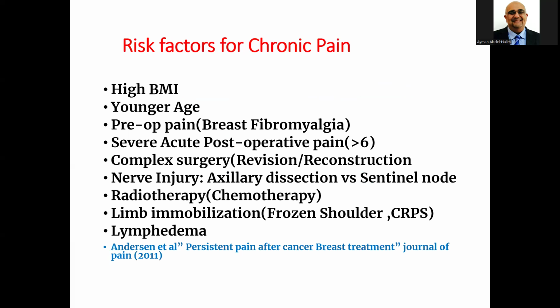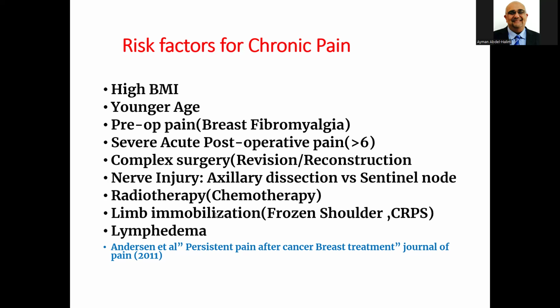Risk factors for chronic pain. High body mass index, younger age, preoperative pain, such as the patient having fibromyalgia, for example. Please take out this breast fibromyalgia, just fibromyalgia. Severe acute postoperative pain, more than 6. Complex surgery, like revision and reconstruction. Nerve injury, axillary dissection versus sentinel nodes.